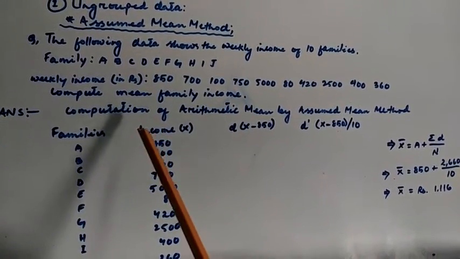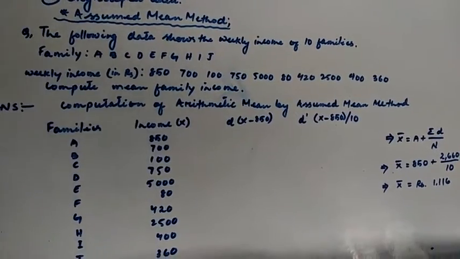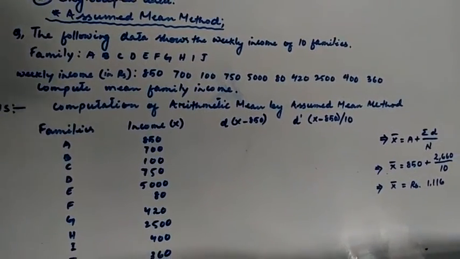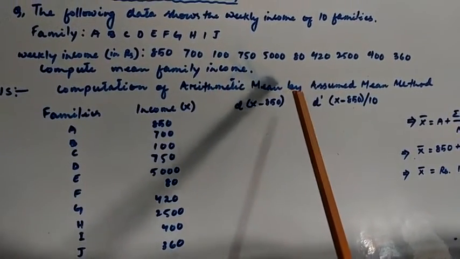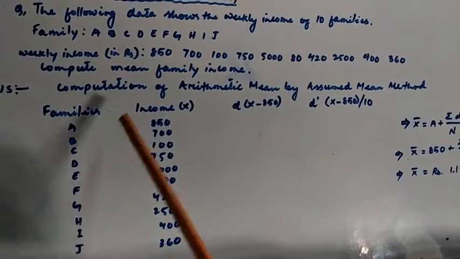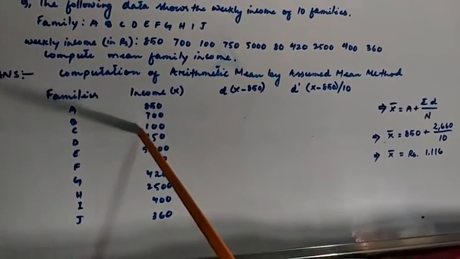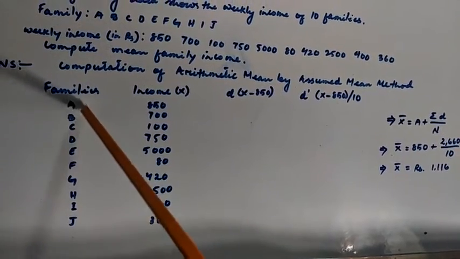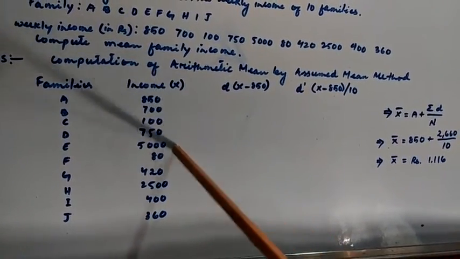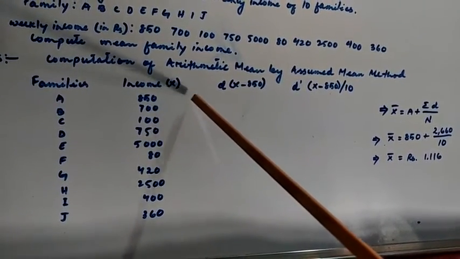So what is their mean family income? That we have to calculate by using the formula as we have arrived at earlier, the computation of arithmetic mean by the assumed mean method. So we form a table like this. Families are given like this, A, B, C till J, 10 families, and their income is given here. This is the number of observations, that is X.